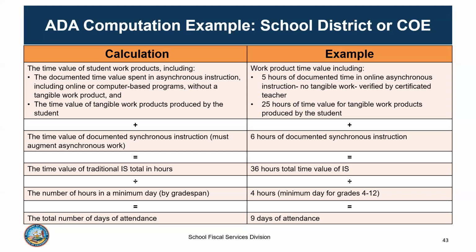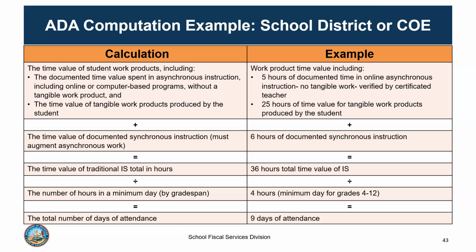Now, let's look at a concrete example on the right. The student spent 5 hours in documented online asynchronous instruction. In this case, there was no tangible work product, but the work was verified by a certificated teacher. The student also spent 25 hours creating tangible work products. Adding these together, and then adding 6 hours of documented synchronous instruction, we get a total time value of 36 hours for independent study.